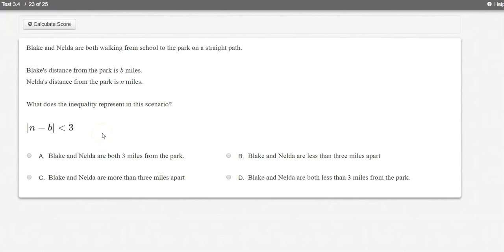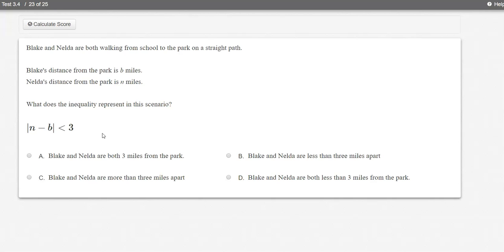Blake and Nelda are both walking from school to the park on a straight path. So they're walking in the same direction is what this is saying. Blake's distance from the park is B miles, and Nelda's distance from the park is N miles. What does this mean? Well, think about what it means. This is a conceptual problem.